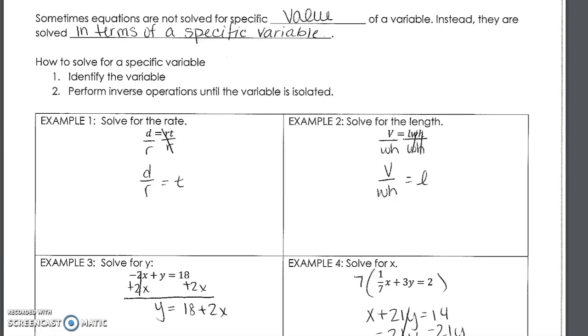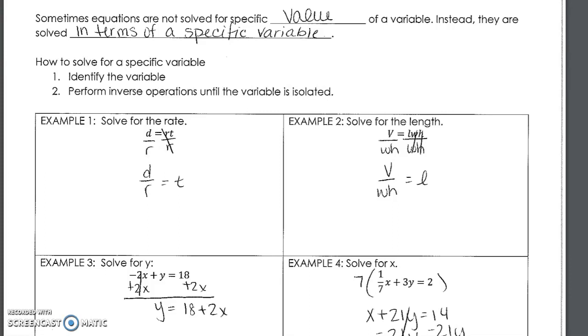Example number 2, volume is equal to length, width, and height. That's what I was just talking about. It says solve for length. So you have to move the W and the H. Notice the W and the H can move together. They're being multiplied to the L, so you're going to divide by the W and the H. So V over WH is equal to L. That's your answer. There's nothing else you can do. As long as the L is by itself, you've done what they've asked you to do.